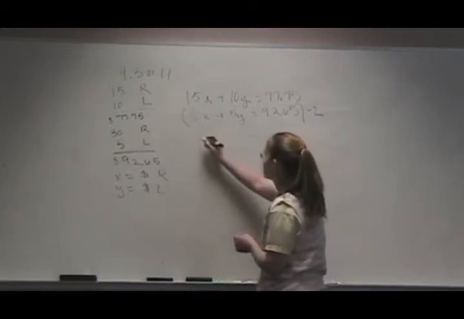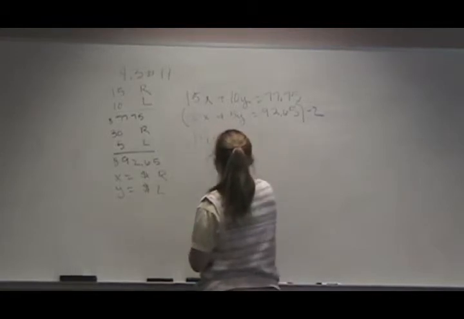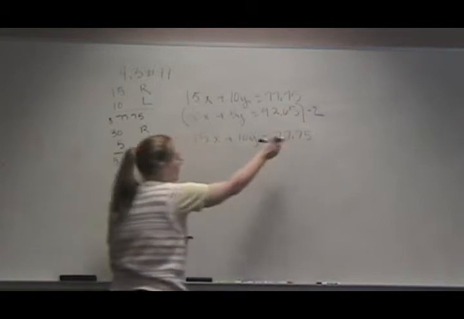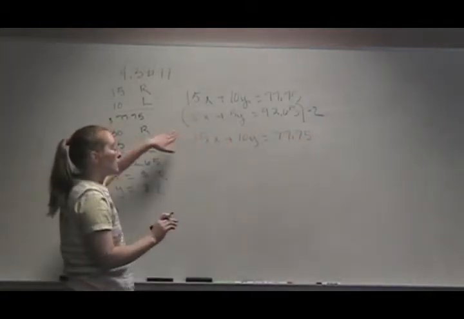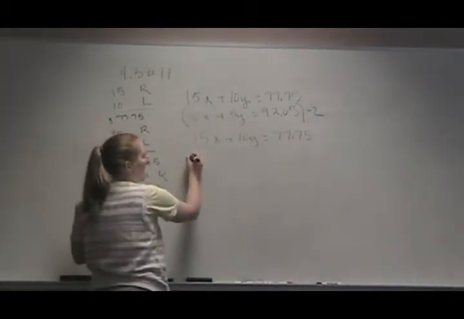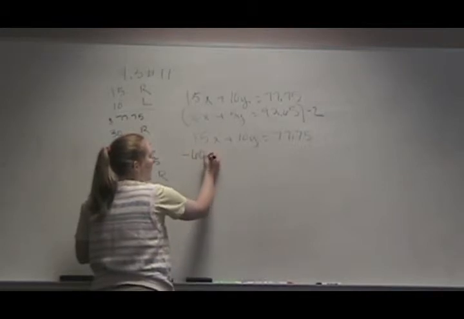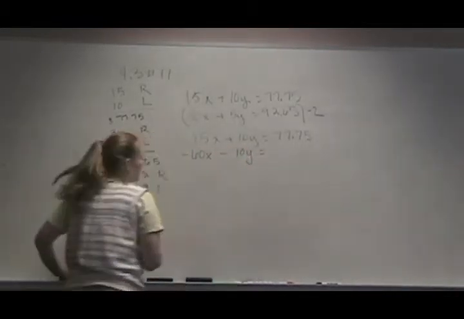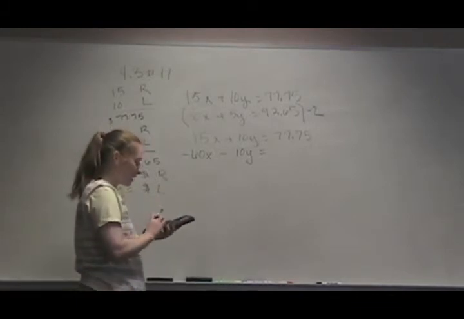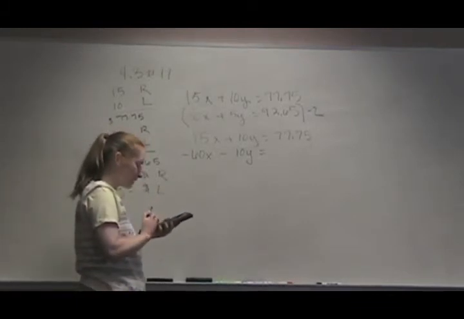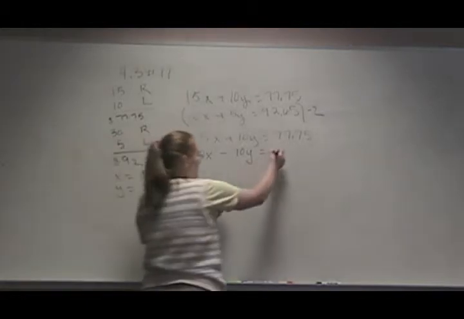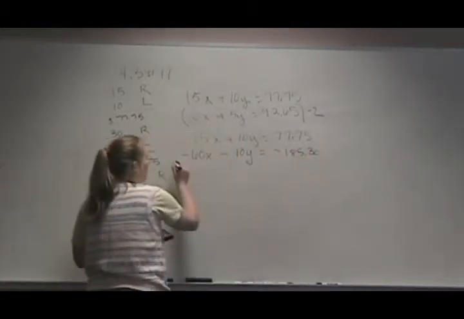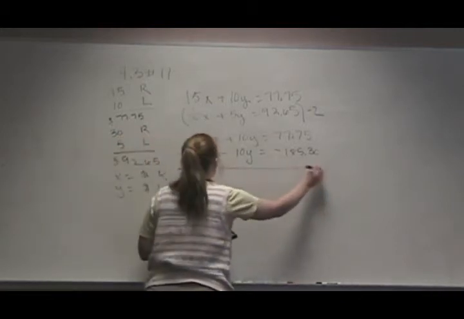I'm not concerned with what my other ones are, but I want to make sure I have that opposite. So the first one's going to stay the same, 15x plus 10y equals $77.75. And the second one, remember I have to times -2 by the entire thing, so I have -60x minus 10y. Now here with my calculator, I will do 92.65 times -2, -185.30.